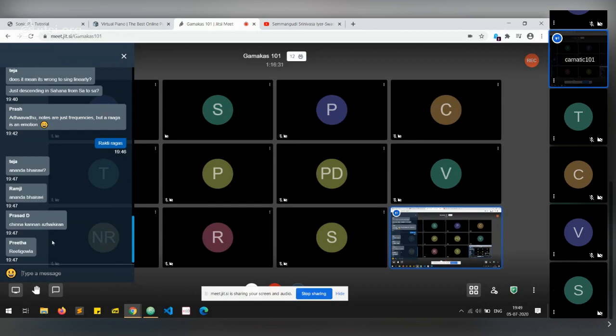Again, it's like a movement. It's a movement from pa to sa, but it's not like a proper gamakam, that sort of thing.